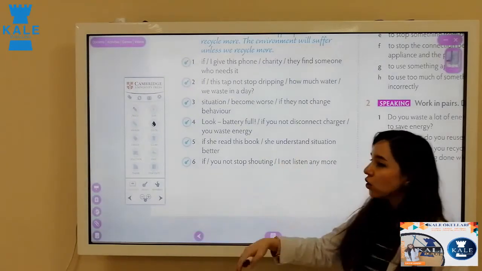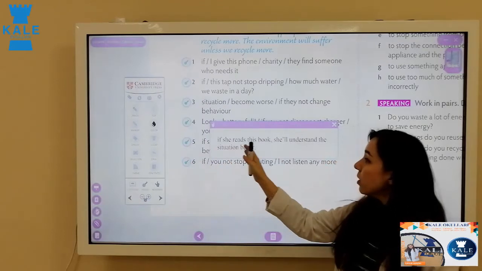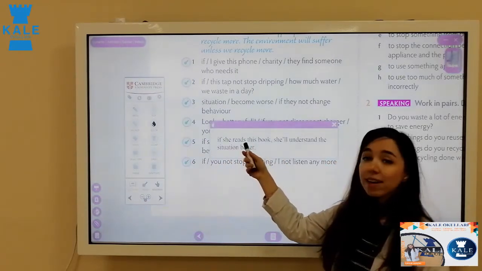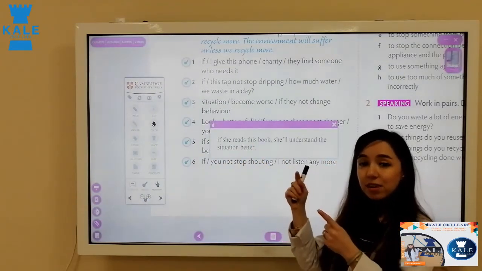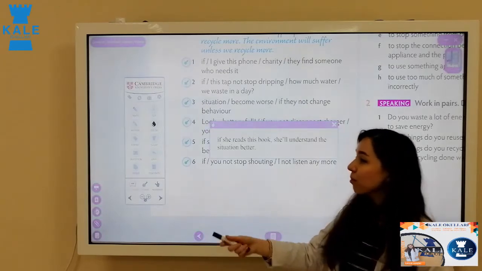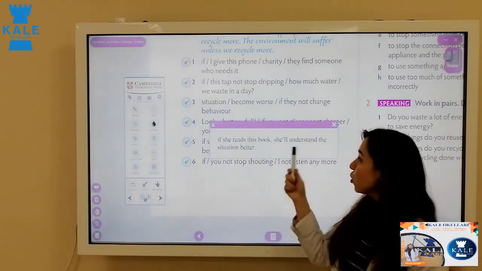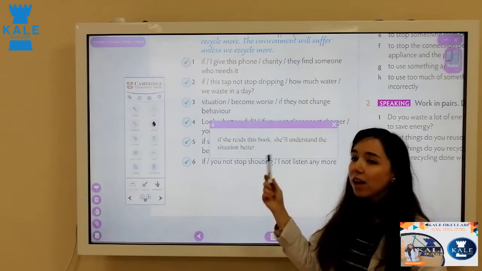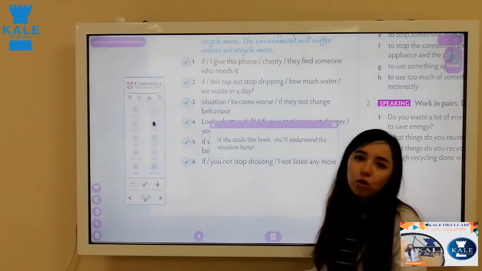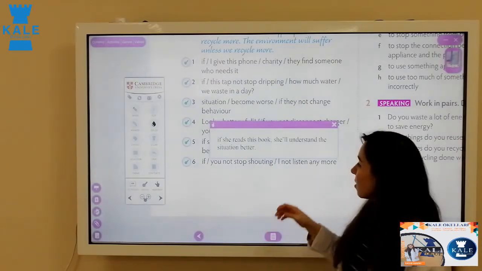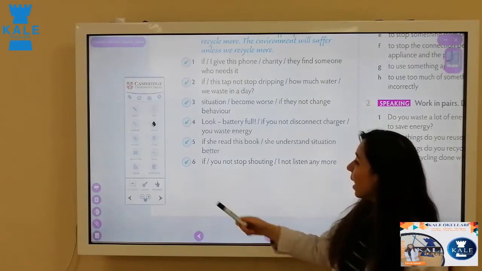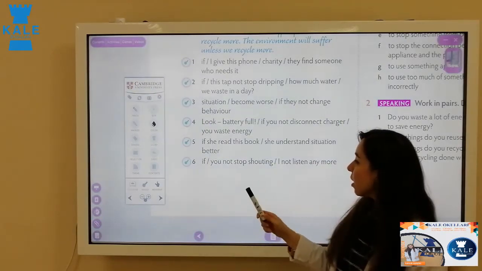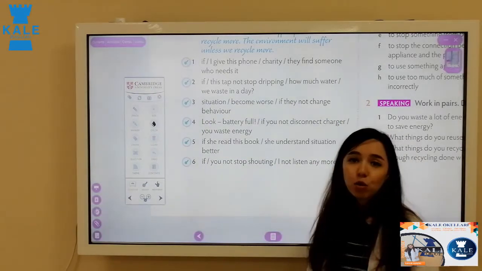So, first conditional, obvious. So, if she reads this book, here we have the s, yes? Because I said the first part starts with present simple. So if she reads this book, she will understand. But if she doesn't read this book, she won't understand. Yes, something possible.